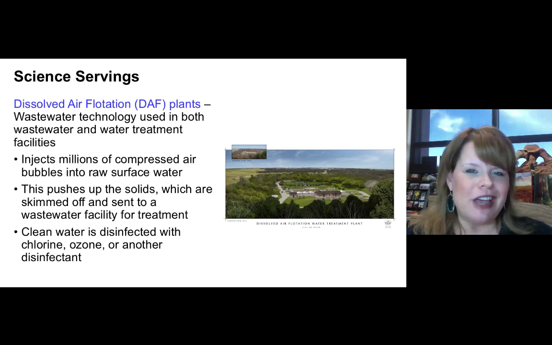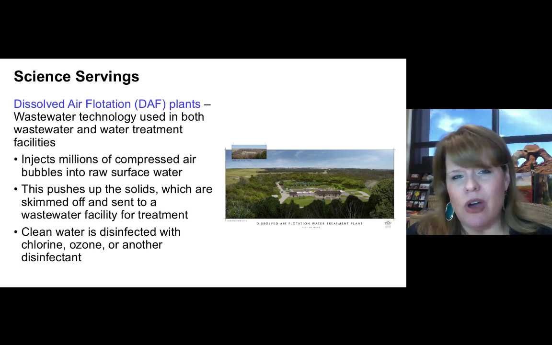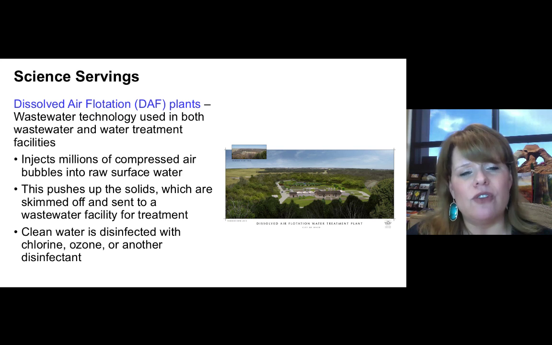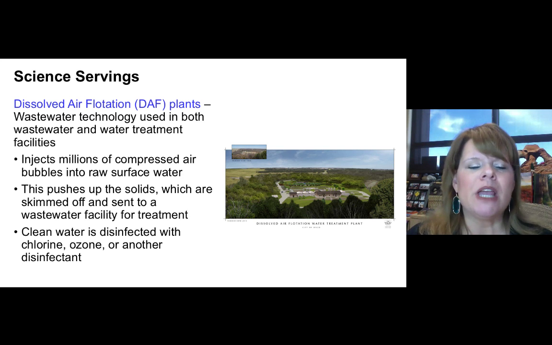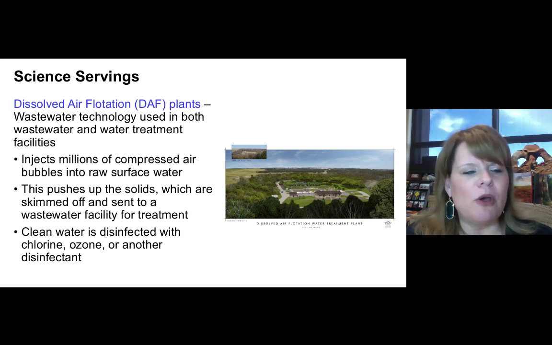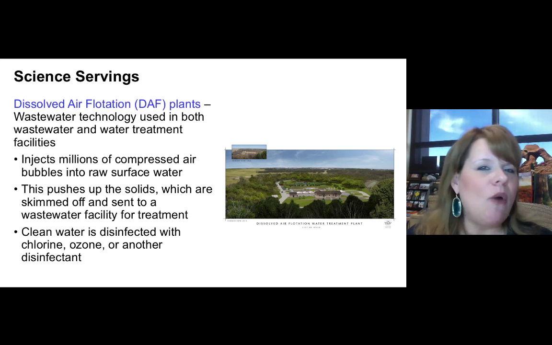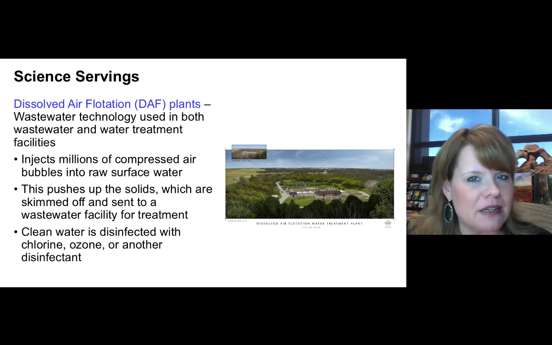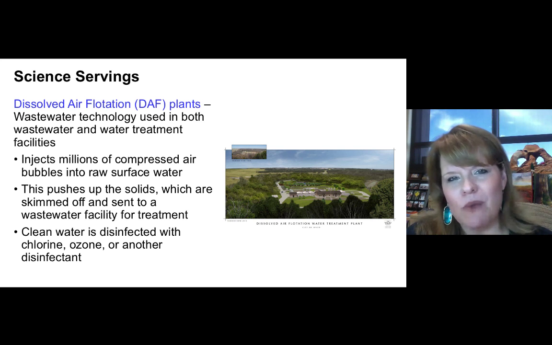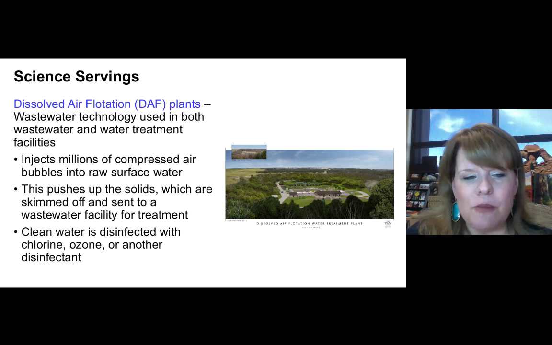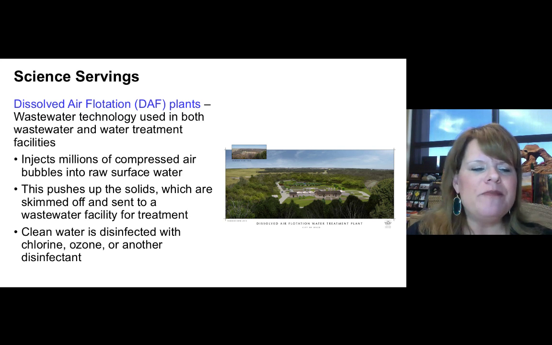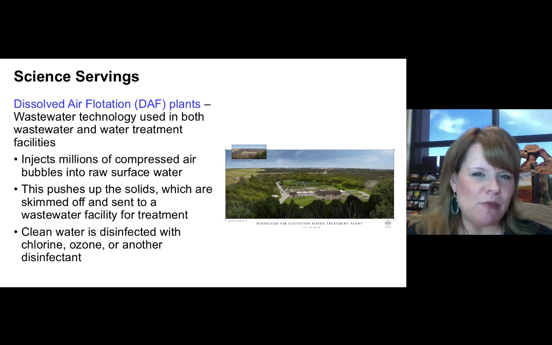Another important type of technology that's used in wastewater is also a drinking water technology known as dissolved air flotation, DAF plants. Waco, Texas is home to one of those types of plants in the United States, and there's only just a handful. This technology is used in both wastewater and water treatment facilities, and how it works is just the opposite of a septic tank and the aeration basins we talked about for activated sludge plants. What happens is it injects millions of compressed air bubbles into raw surface water, and this pushes up solids which are skimmed off and sent to a wastewater plant for treatment.